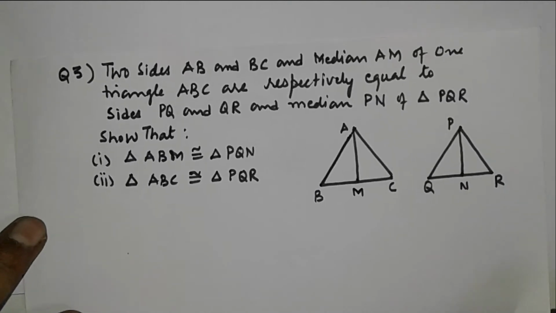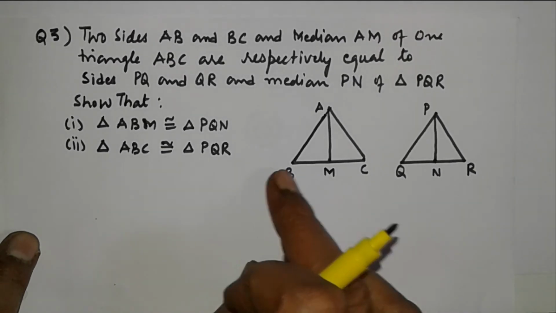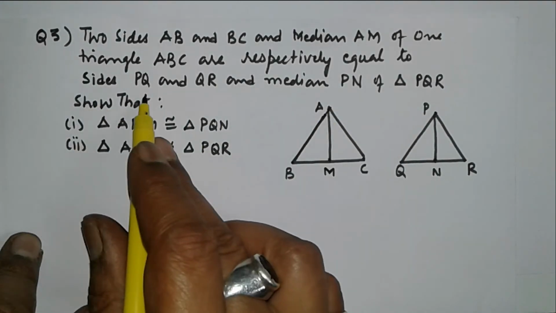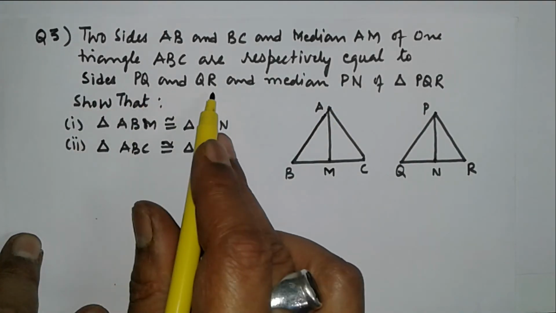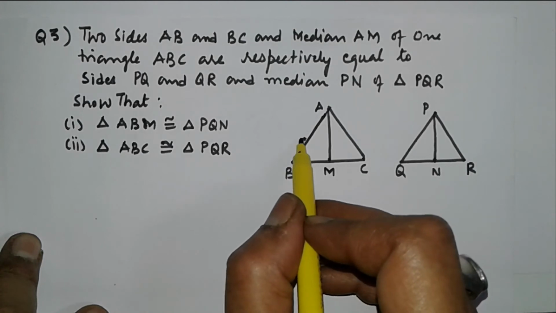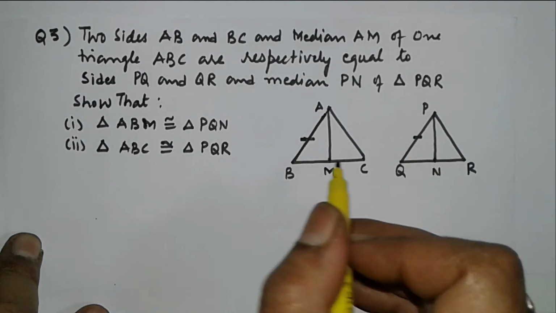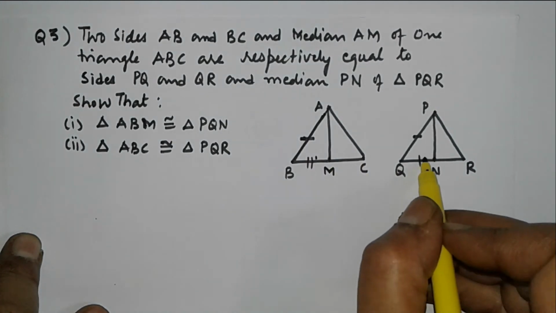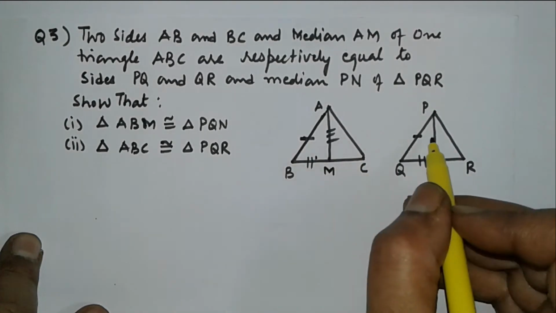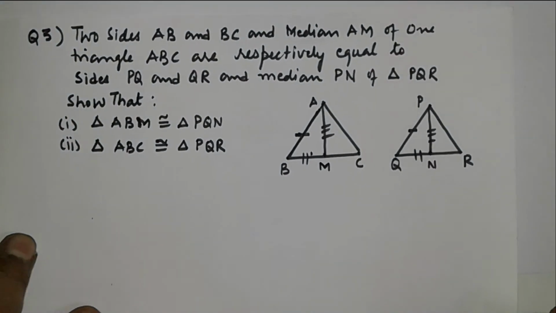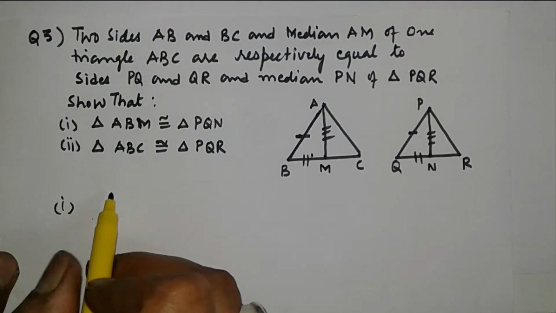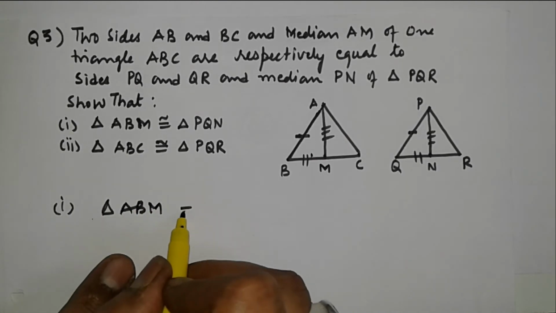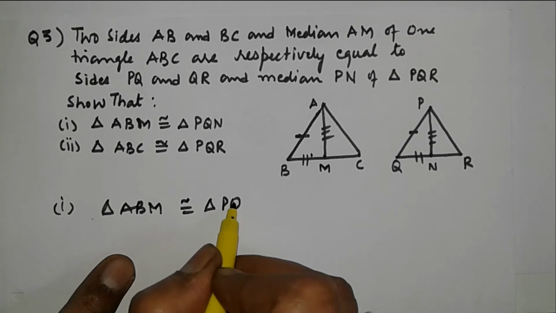Now we take the next question. Question number 3: two sides AB and BC and median AM of triangle ABC are respectively equal to two sides PQ, QR and median PN of triangle PQR. That means this side is equal to this side, BC is equal to QR, and the median is also equal to the other median. First we have to prove that triangle ABM is congruent to triangle PQN.